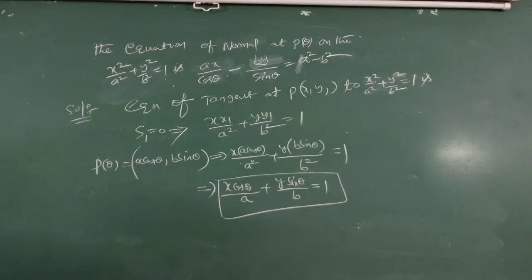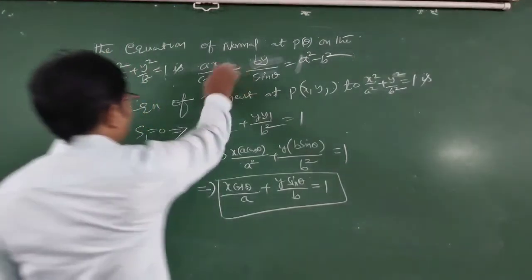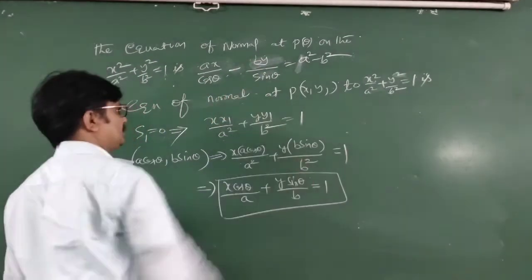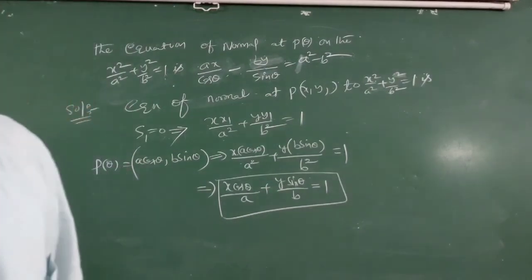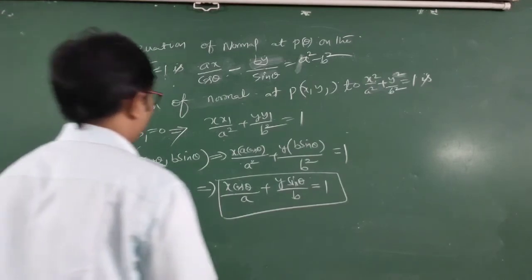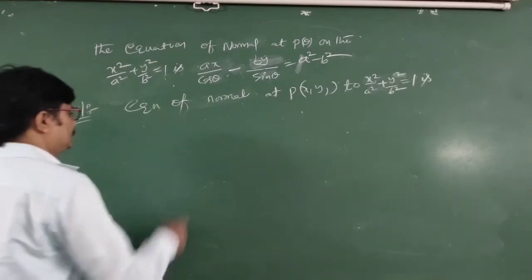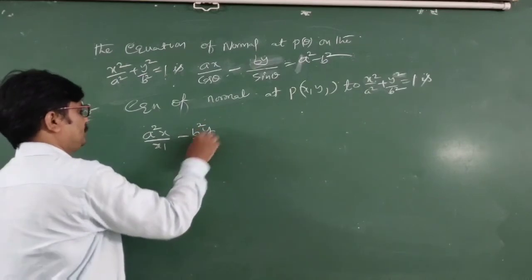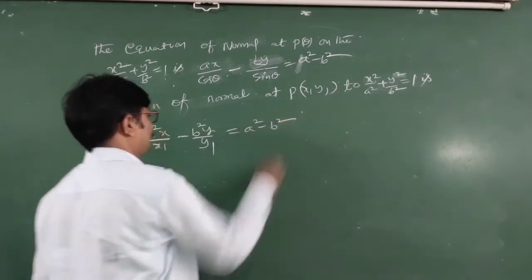The equation of the normal at (x1, y1) to the ellipse x² by a² plus y² by b² equal to 1 is a²x by x1 minus b²y by y1 equal to a² minus b².